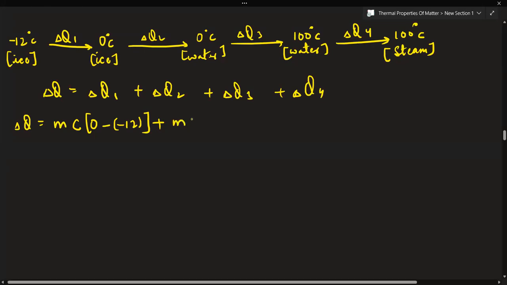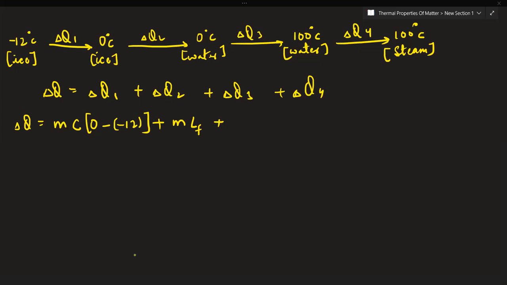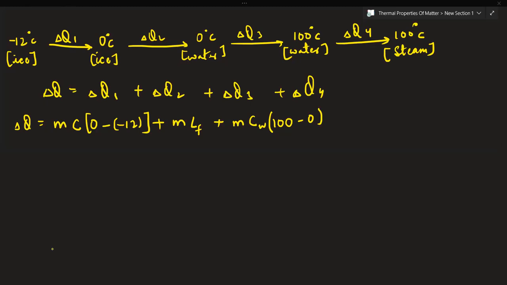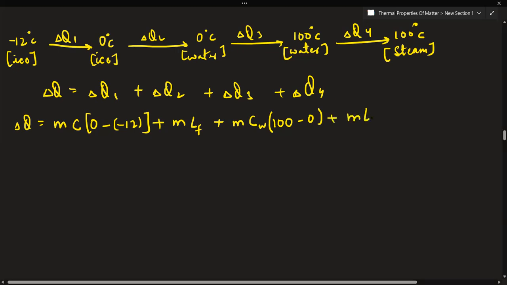So this will be M into L. Plus, again, Akifa, MC delta T. So it would be M, this will be C for water, specific heat for water. And delta T will be 100 minus 0. Yes, Aisha. For the last one? ML for vaporization. This will be plus MLV.